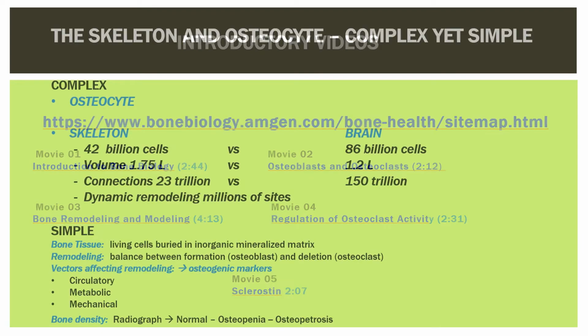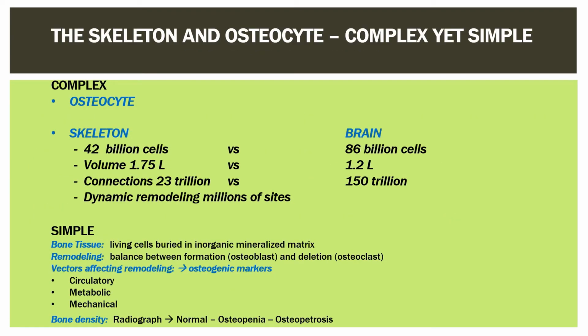The skeleton and the osteocyte are both complex and simple. The osteocyte is the controlling cell in the skeleton, and it is described as amazing in the complexity of what it does. The skeleton is an organ system that is so complex that it rivals the human brain. 46 billion osteocytes versus 86 billion in the brain, with similar spaces, and communication by a network of an astonishing trillions of connections. While the osteocyte and bone themselves are complex, there are simplifying concepts.